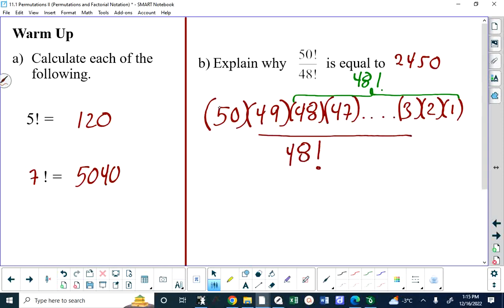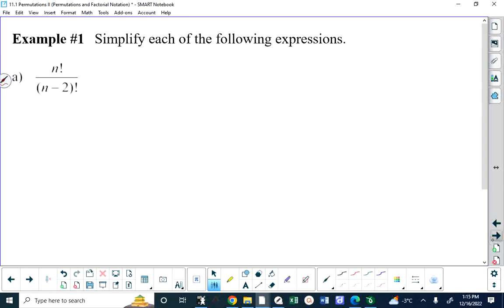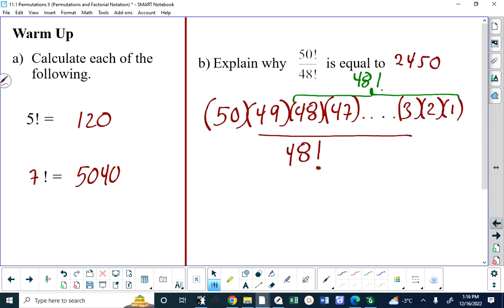And the thing I want to point out to you, I haven't talked about this yet. Factorial has factor in the word. A factorial is a factor. So you have a factor of 48 factorial on the top, a factor of 48 factorial on the bottom. They cancel. This whole thing is gone. You're left with 50 times 49, which I'm assuming is 2450.